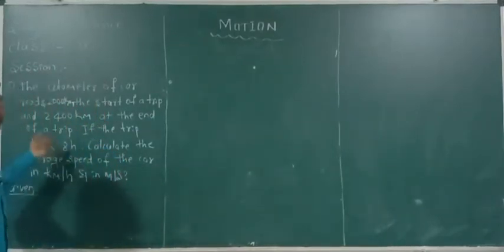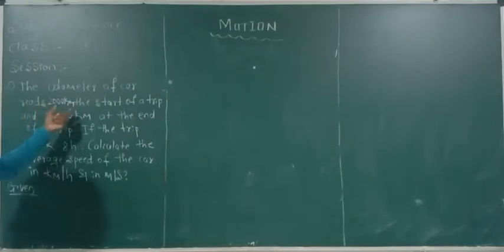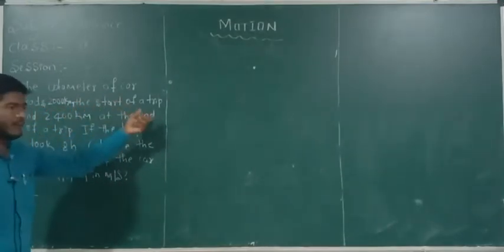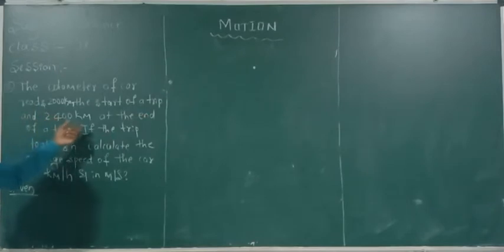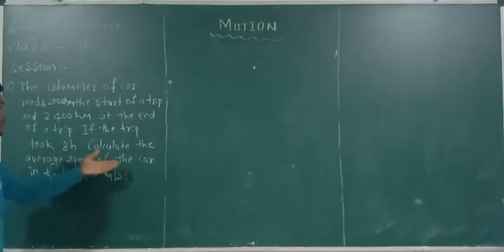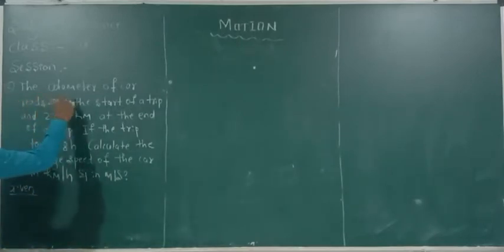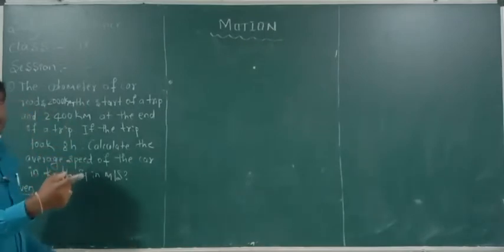See students, the next problem: the odometer of a car reads 2000 km at the start of a trip and 2400 km at the end of the trip. If the trip took 8 hours, calculate the average speed of the car in km per hour and in meter per second.